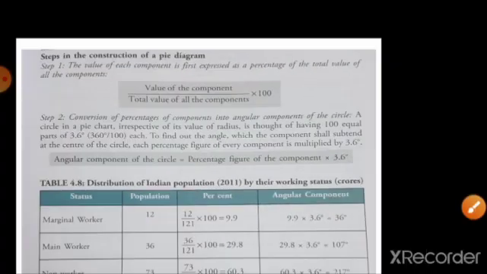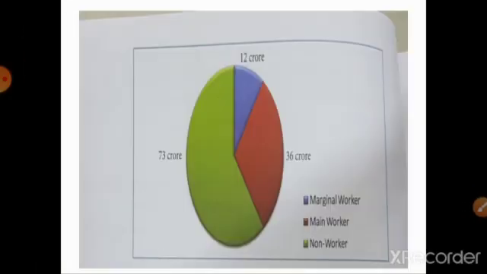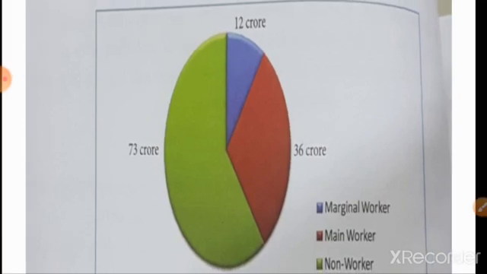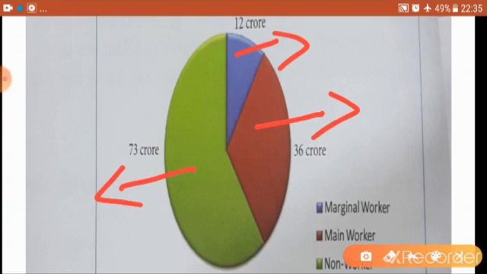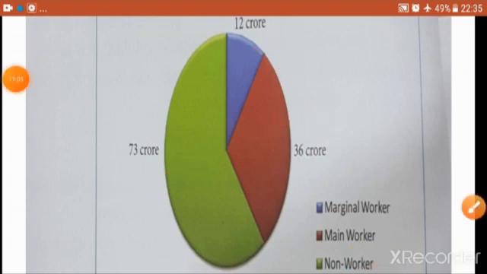Clear? So you can see here the construction of a pie diagram. This shows the marginal worker, this red color shows the main worker, and this green color shows the non-worker. So this is the way of constructing a pie diagram.